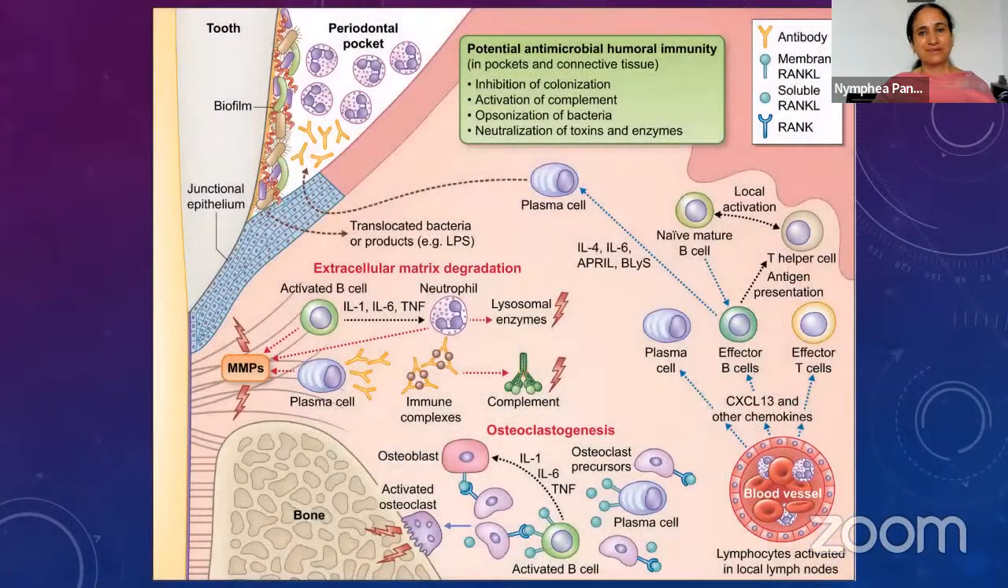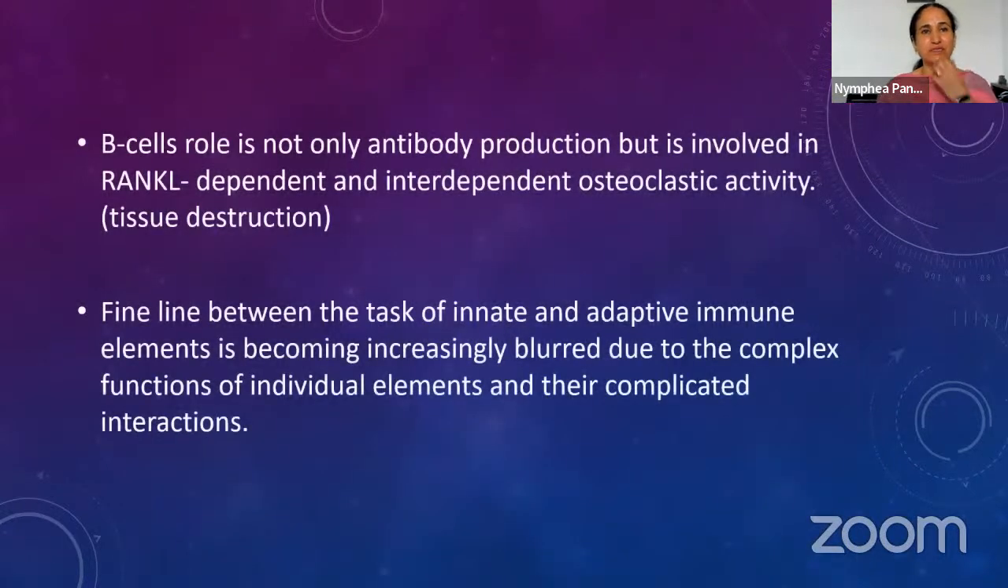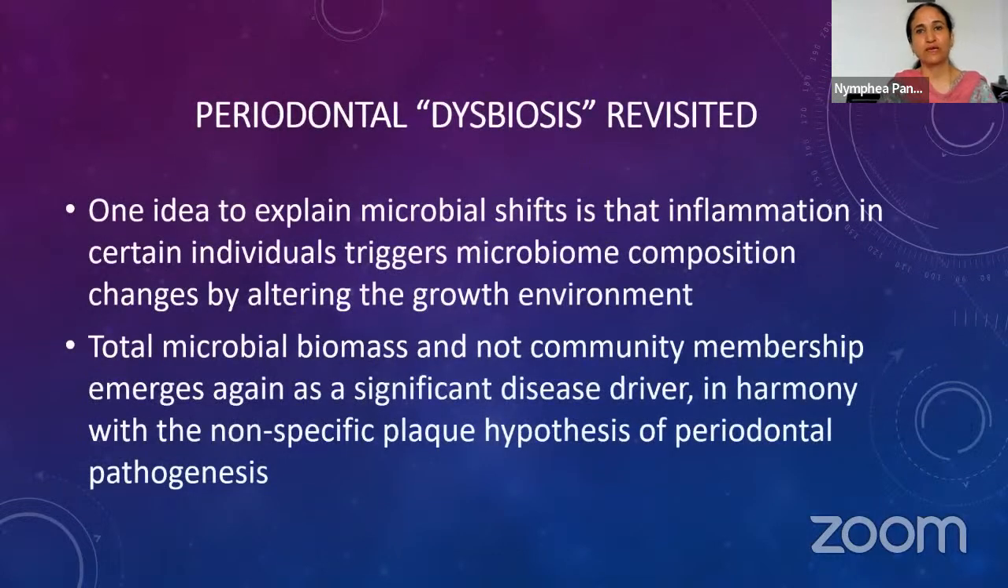So this is a very complex diagram, whereby I wanted to tell you that the neutrophils have a role over here. They even have a role in osteoclastogenesis. They have a role in the maturation of the B cells and the T cells. They have a role in the stimulation of these and the elaboration. So they are involved in even antibody production and RANKL dependent and independent osteoclastic activity. So there is nothing like a very sharp line between the innate and adaptive immune responses. They go hand in hand and are in a continuation rather than one role taking over from the other.